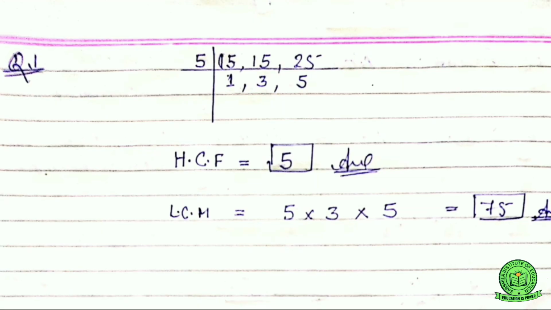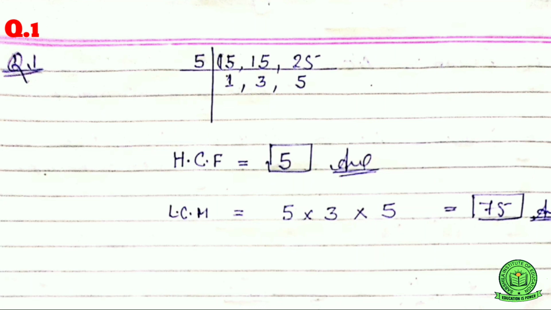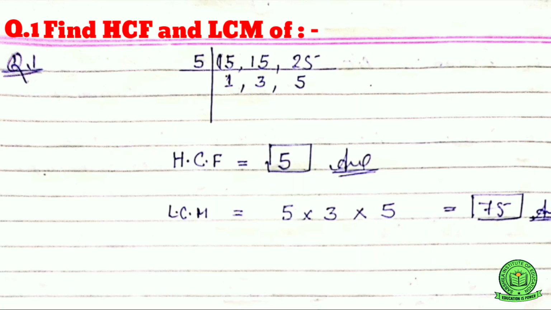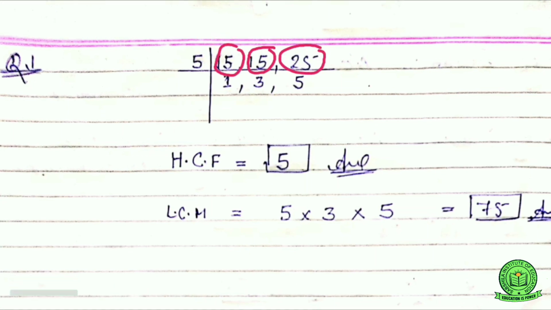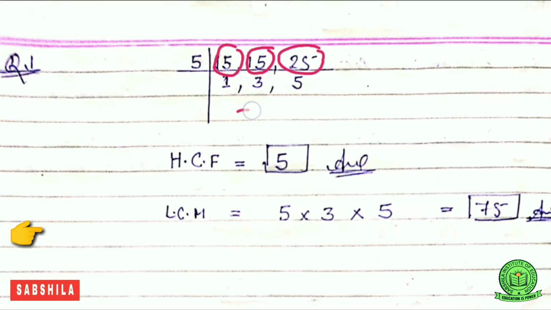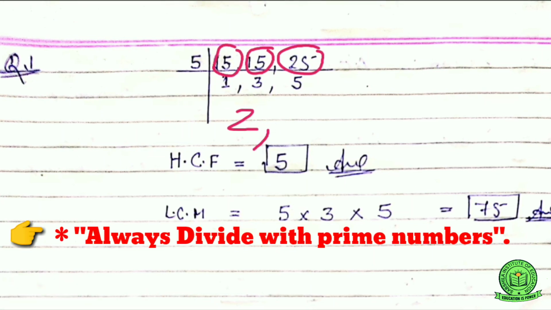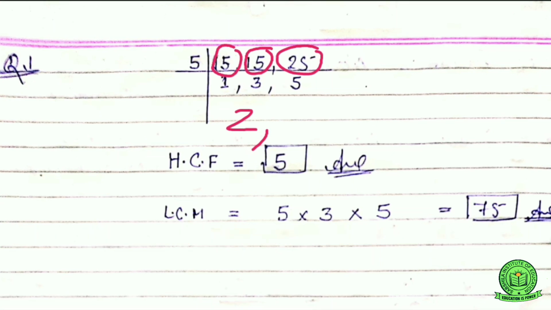Let's understand the method with the help of a question. Let's see question number 1. We have to find the LCM and HCF of 5, 15 and 25. So I will check: is 5 divisible by 2, is 15 divisible by 2, is 25 divisible by 2?